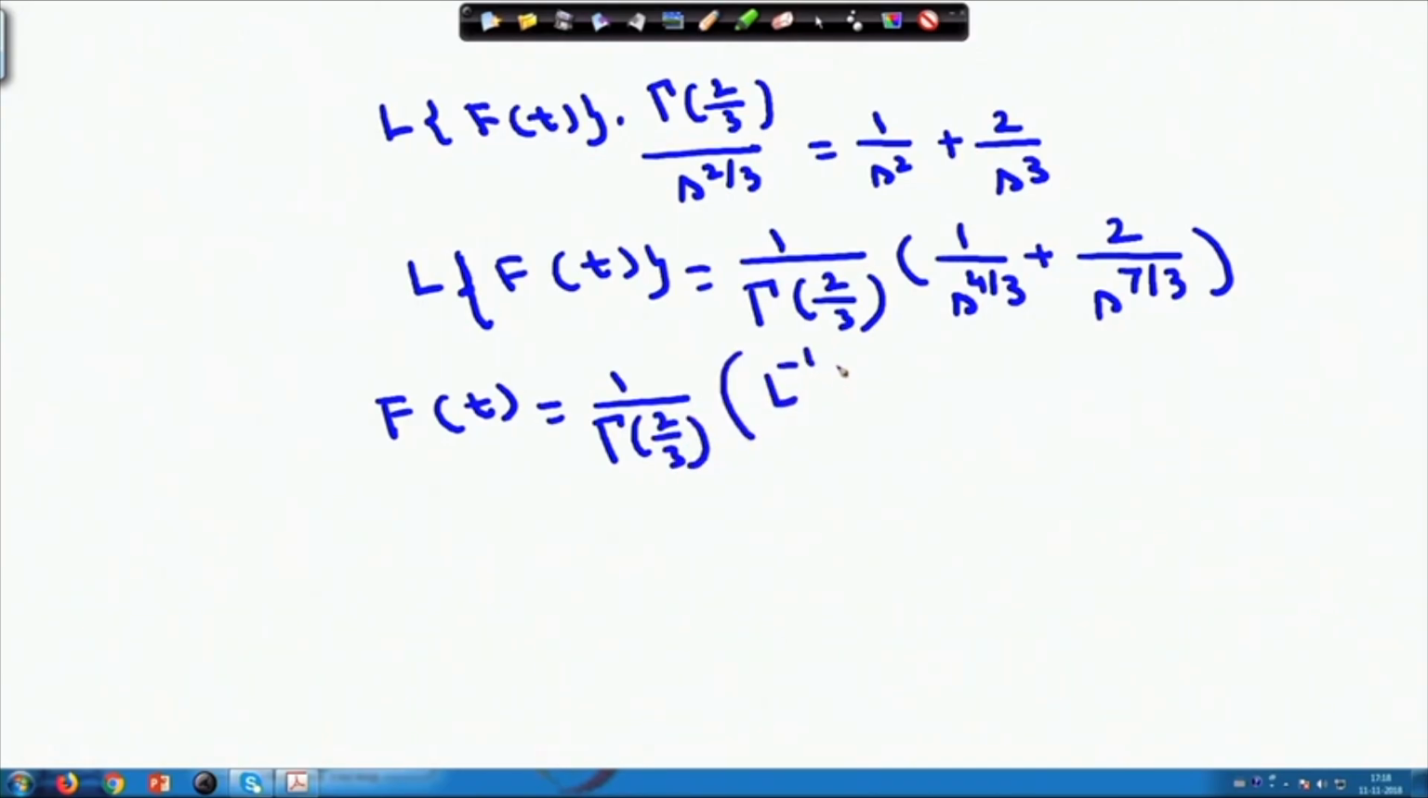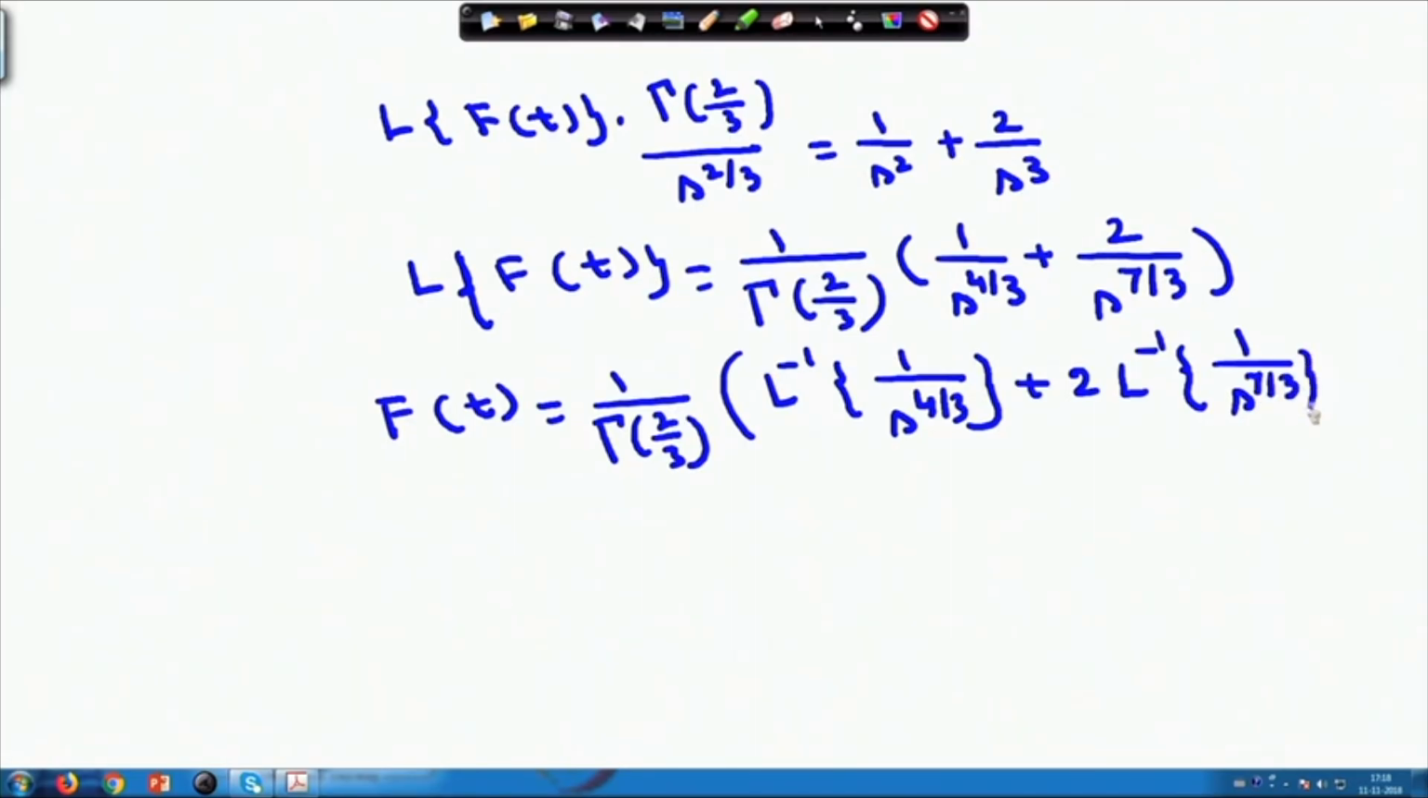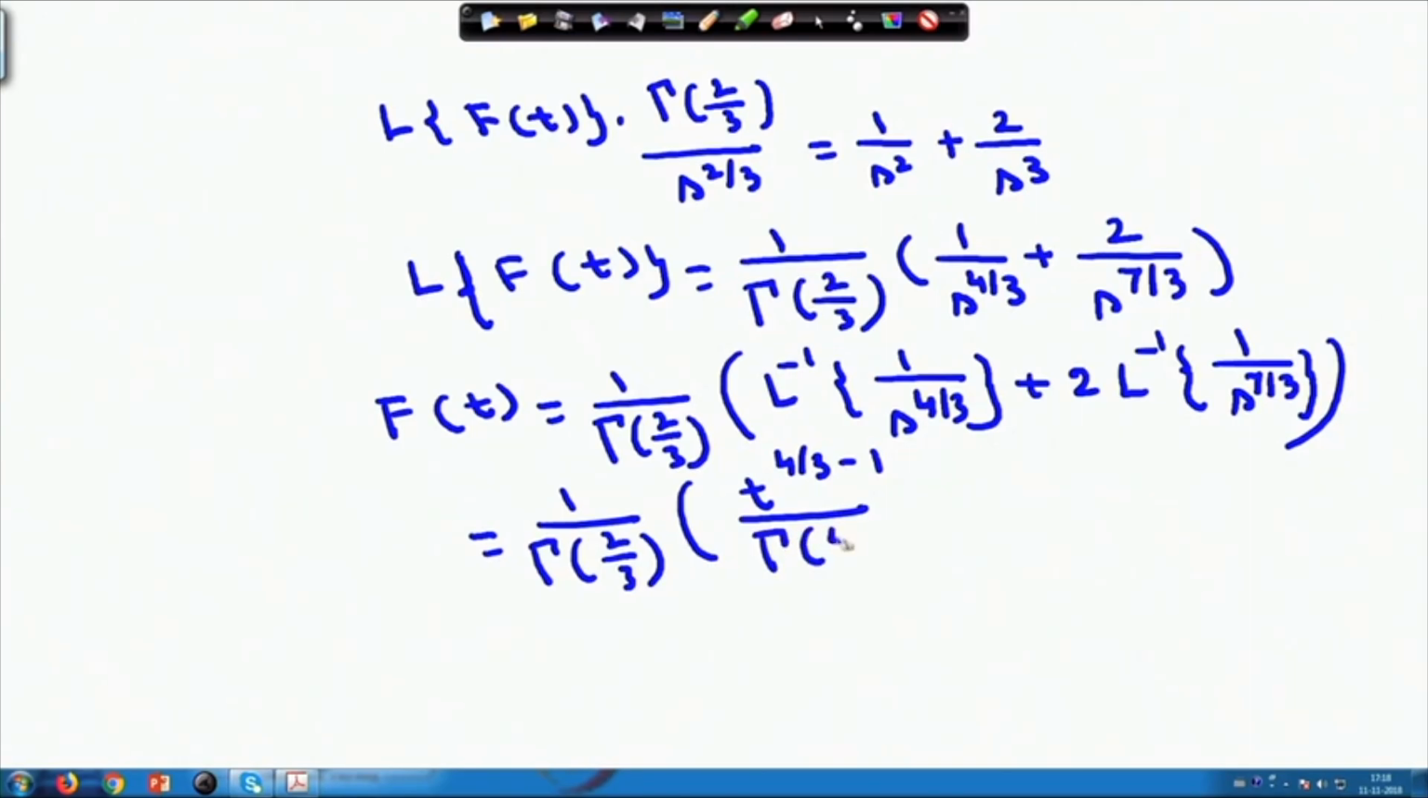And therefore, your f t you can write down equals 1 by gamma 2 by 3 into Laplace inverse of 1 by s to the power 4 by 3 plus 2 into Laplace inverse of 1 by s to the power 7 by 3, and I know the Laplace inverse transform of both of them. So, I can write this as 1 by gamma 2 by 3 into t to the power 4 by 3 minus 1 by gamma 4 by 3. This will be one case, plus 2 into t to the power 7 by 3 minus 1 by gamma 7 by 3.